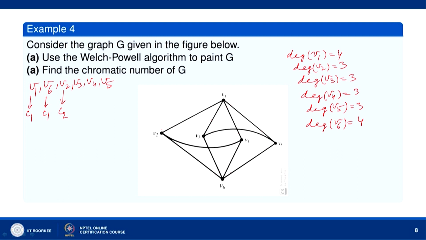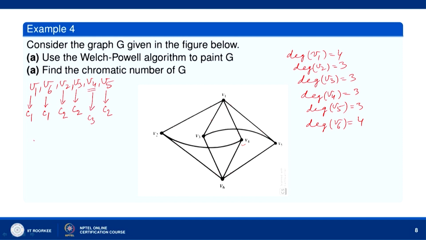B2 and B3, they are not adjacent. So, C2 color is used for B3 also. And then B2, is it adjacent to B4? Yes, B2 is adjacent to B4. Is B2 adjacent to B5? No, B2 is not adjacent to B5. B5 is here, so this is also painted with C2 color. And then what is left? We are left with B4, and B4 is painted with the color C3.